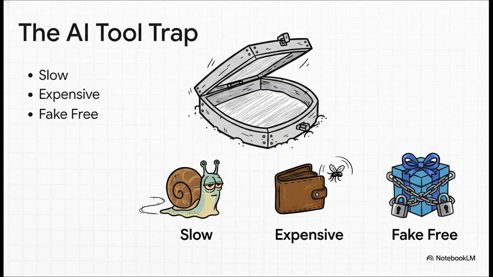The channel goes on to state that after testing multiple AI video tools, the vast majority just fall into what we can call the AI tool trap. First off, they're painfully slow. For a beginner, a sluggish interface just completely ruins your creative flow. Second, they're really expensive, which obviously creates a huge barrier to entry. And third, as we just talked about, they are fake-free. So this triad of problems, slow, expensive, and fake-free, essentially represents the typical nightmare experience a newcomer faces when trying to generate video with AI right now, at least according to the source.